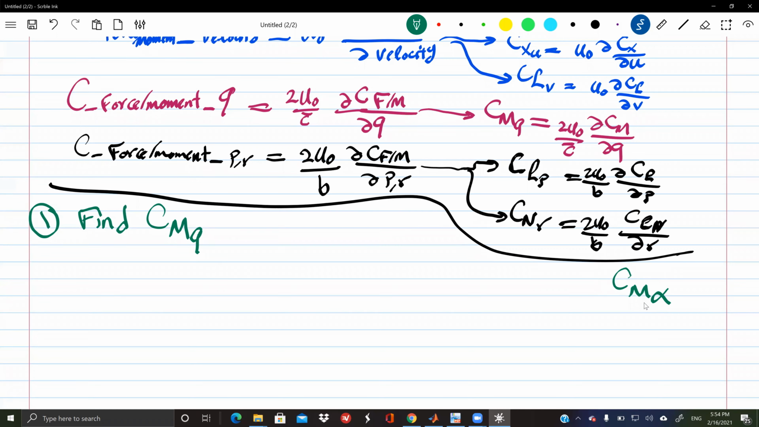Similar to CM alpha, there were contributions from wing, tail, and so on. So here also we have contributions from wing, tail, and so on. So here we're going to find CMQ due to horizontal tail. Let's do this together. So this will be the question in the final or in the homework. Find the contribution of some component of the airplane to one of these stability coefficients.